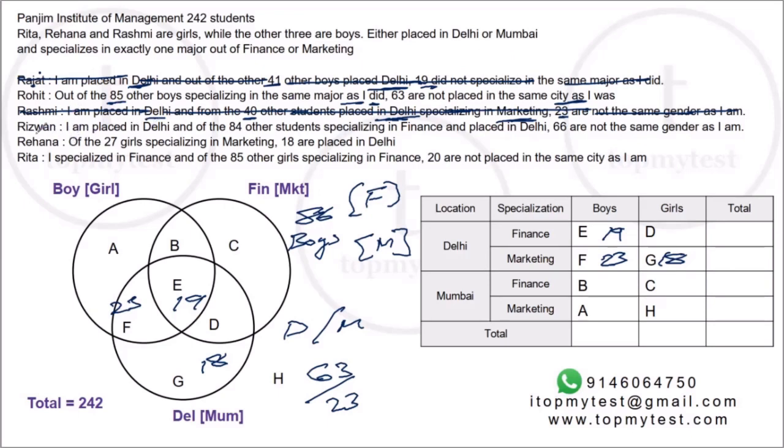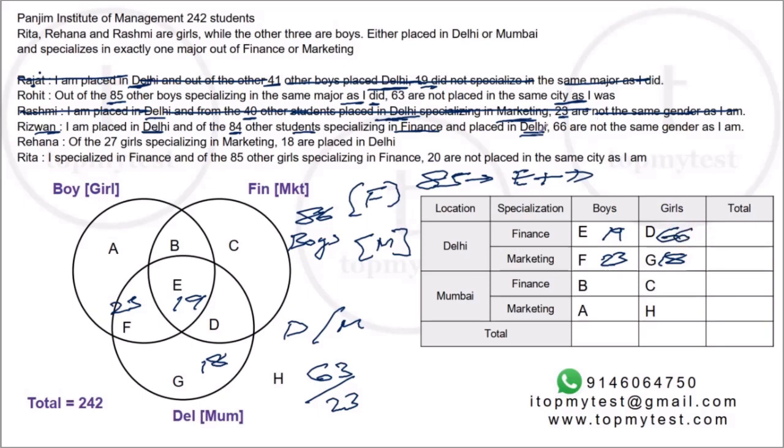Now, the next one says, Rizwan says, I am placed in Delhi, and of the 84 other students specializing in finance and placed in Delhi. So 84 plus Rizwan, 85 people are finance and Delhi. Finance and Delhi would be E and D. Now we already know E. E is 19, right? So D should be 85 minus 19, that's 66.